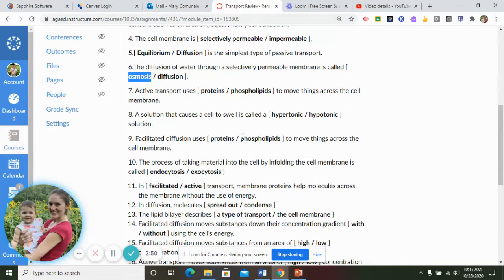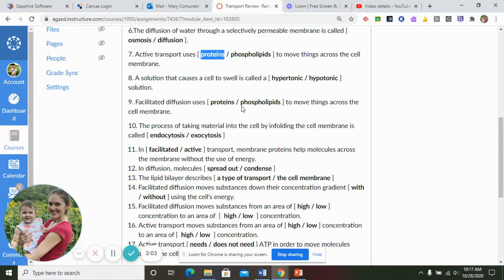Active transport uses blank to move things across the cell membrane. So phospholipids is what the cell membrane is made up of, and things are not going to fit just right through the phospholipids. So it's going to have to use proteins, like either channel proteins or some other type of protein. A solution that causes a cell to swell is called, sounds like hippo, it's getting bigger.